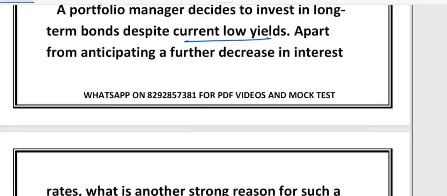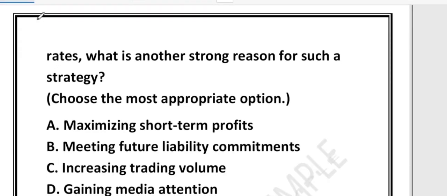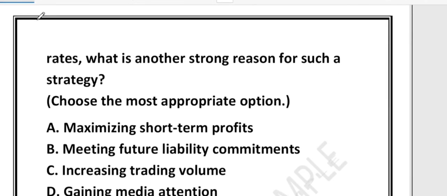Now let's look at the options. So the question is why is this one of the strong strategies? Option A, maximizing short-term profit. This is wrong because long-term bonds are held for a medium or long horizon, not for short-term gain. Buying a long bond when yields are low is usually not a play for quick profit. Option B, meeting future liability commitment. Yes, that's the correct one, right?